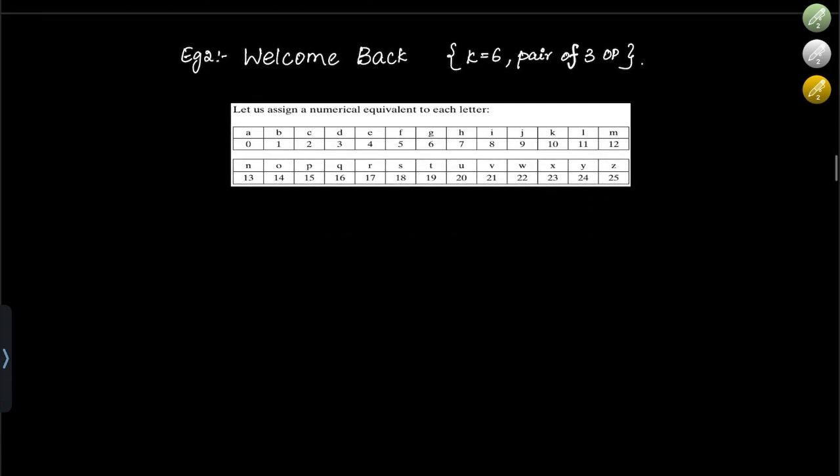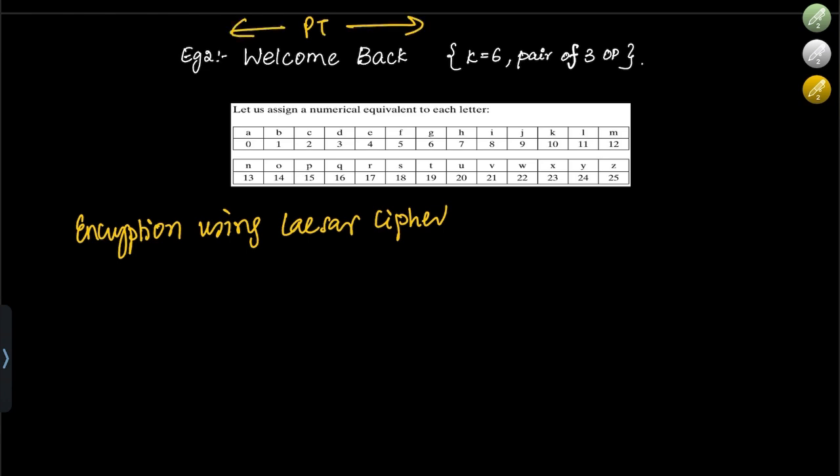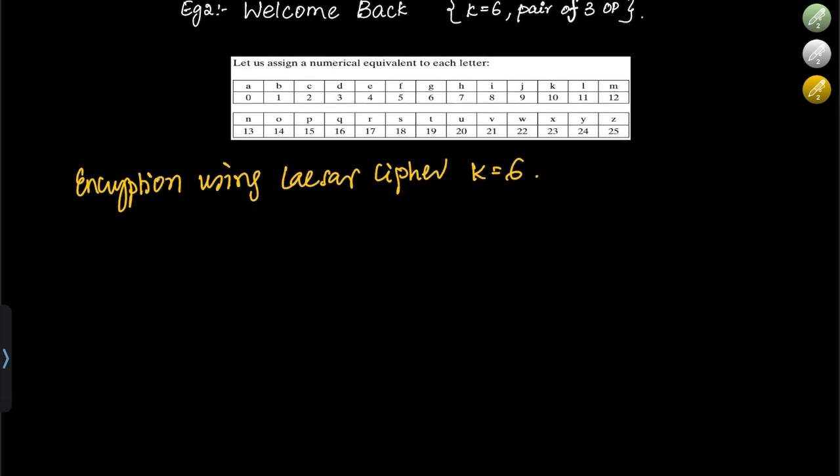Let's look into this question. Again, let's solve this quickly. So, welcome back. Let me write encryption using Caesar cipher. This is the plain text which they have given, and the key value is 6. They have also given us the key value. Now let me start from W, E, L, C. I'll write for these four and I'll conclude it.